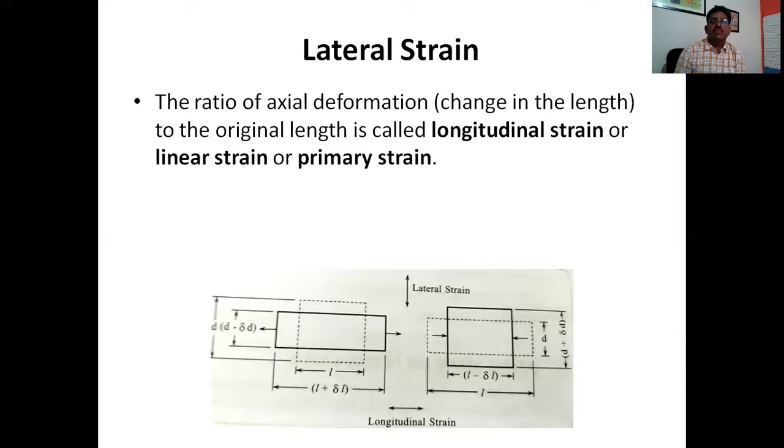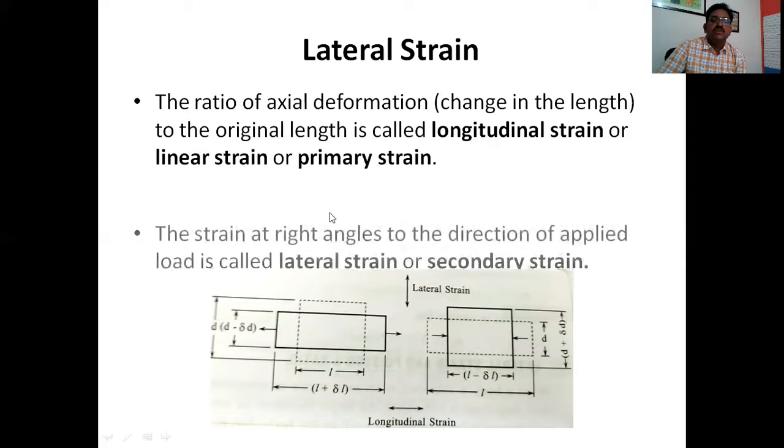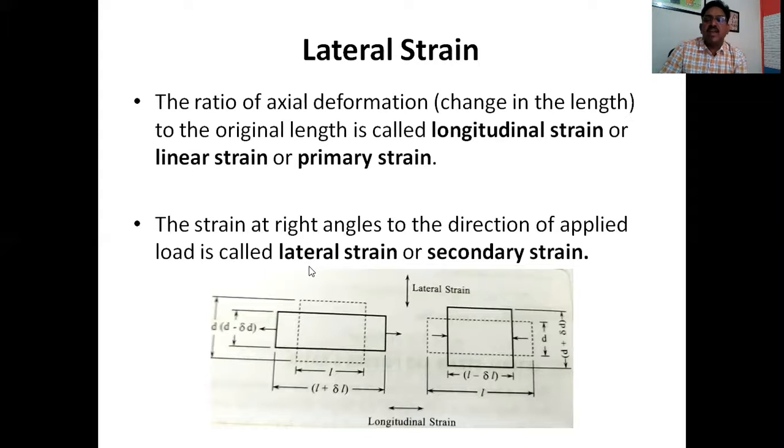Now, the ratio of axial deformation, that is change in length, to its original length is called longitudinal strain, or linear strain, or primary strain. That means the deformation along the axis, in the direction of the load applied, is called axial deformation. Here you see the dimension which is changing along the direction of the load is length. So change in length by original length is called longitudinal strain, linear strain or primary strain. And the strain at right angles to the direction of the applied load is called lateral strain.